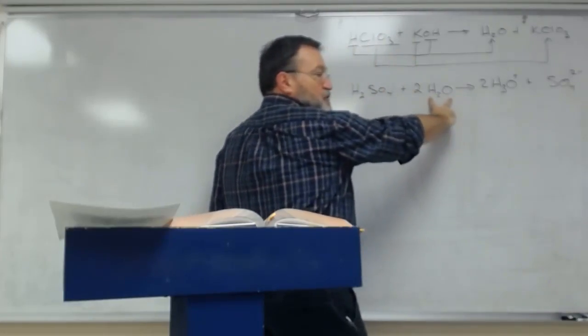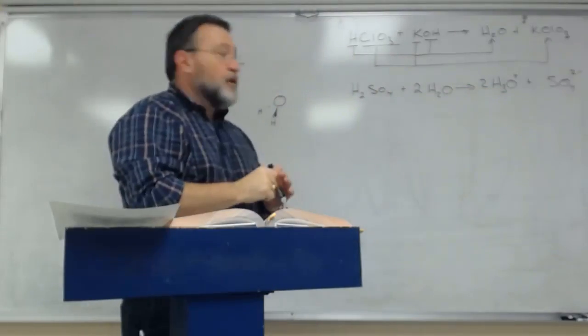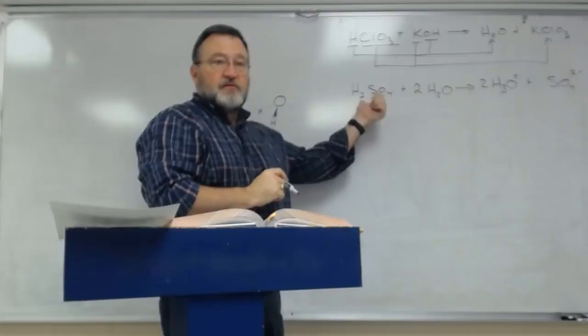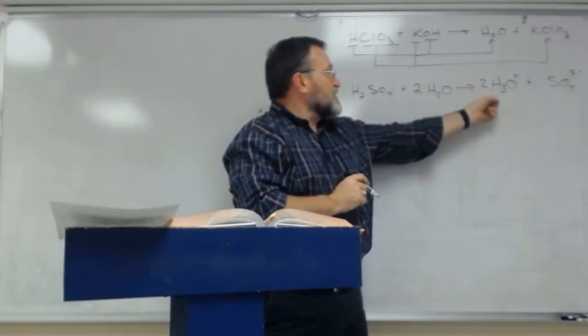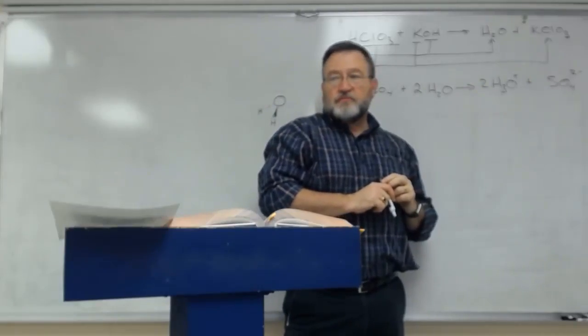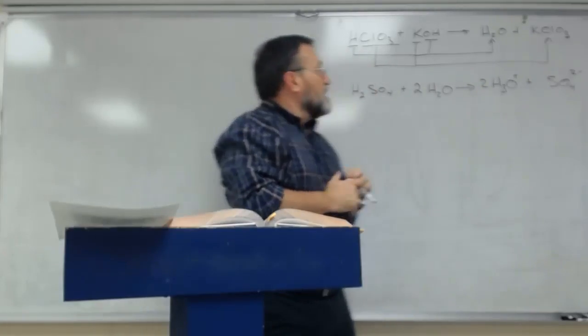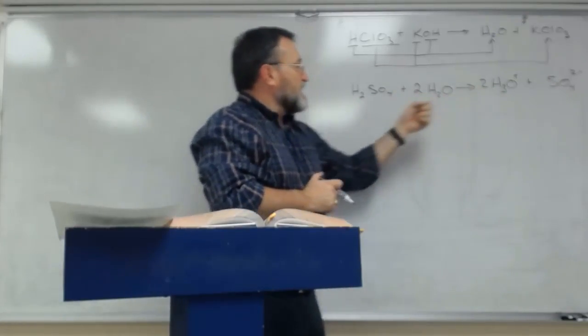H2O has 2 hydrogens and 1 oxygen. H3O, it's got 1 more hydrogen. It's accepted one of these hydrogens into the base to become that ion. And by accepting a +1 charge, it goes from neutral to being +1 charge. The base has accepted the hydrogen.